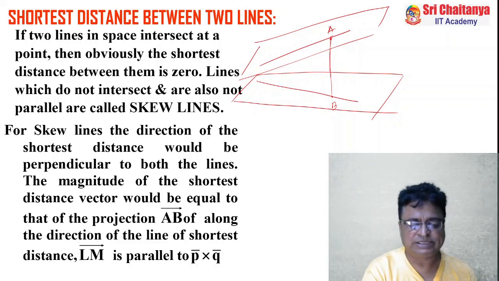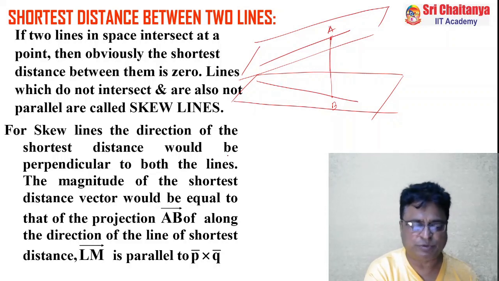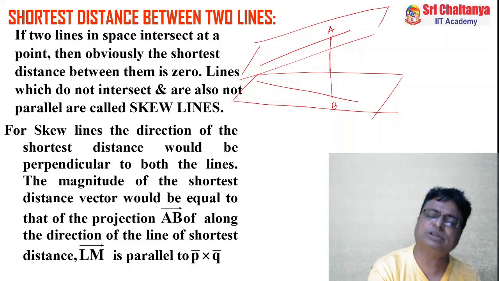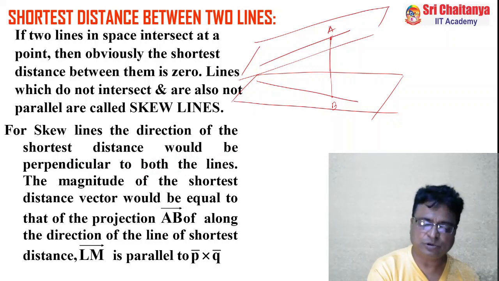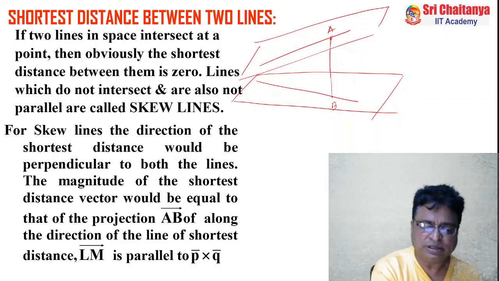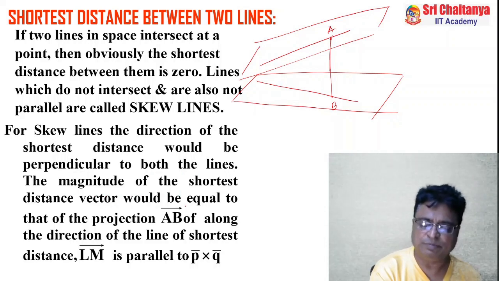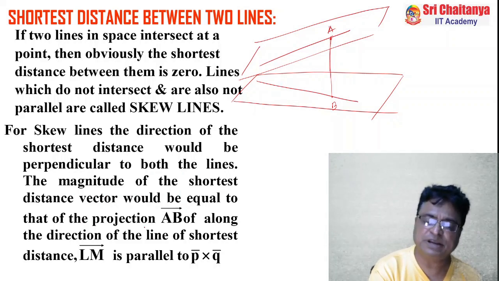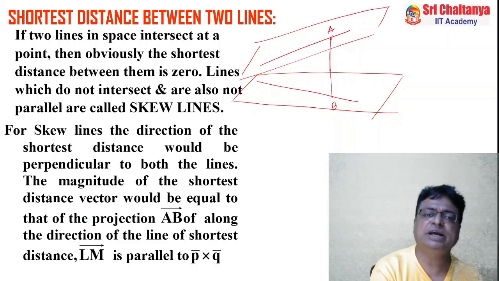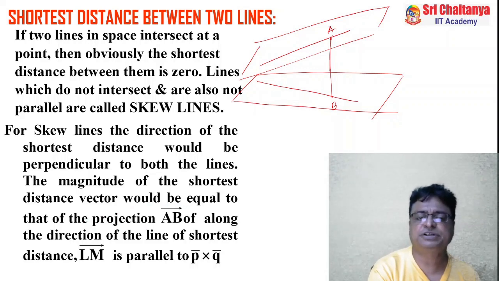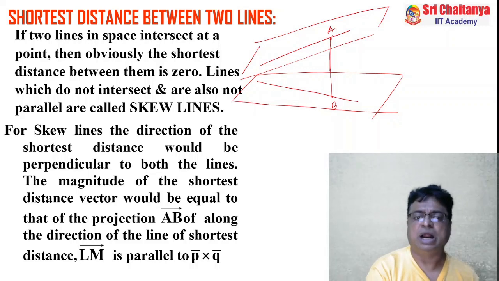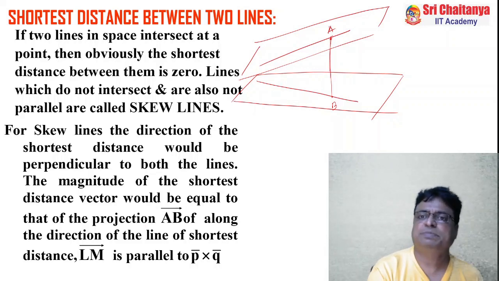For skew lines, the direction of the shortest distance would be perpendicular to both the lines. So the shortest distance is what? The shortest distance would be perpendicular to both the lines. The magnitude of the shortest distance vector would be equal to the projection of AB bar along the direction of the line of shortest distance. LM bar is parallel to P bar cross Q bar.